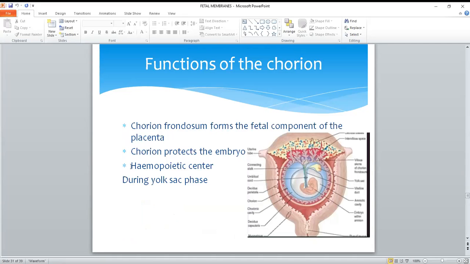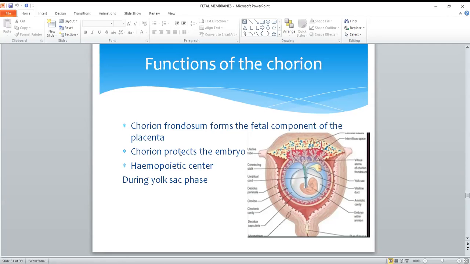So the functions of the chorion. The chorion frondosum usually forms the fetal component of the placenta, right? This is the chorion frondosum here. We'll discuss the placenta in a bit. And then the decidua basalis forms the maternal part of the placenta. So this is the fetal component of the placenta, called the chorion frondosum or bushy chorion.